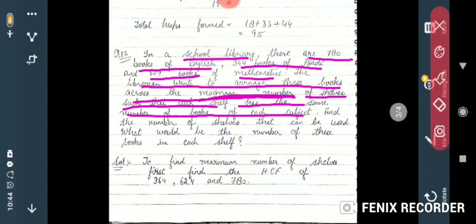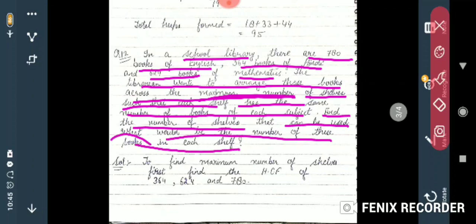For example, if in one shelf there are 5 books of English, 5 books of Hindi as well as 5 books of maths, it should not be like in one shelf there are 6 books of Hindi, 4 books of English and 2 books of maths. No, not like that. It should be similar. Find the number of shelves that can be used, and the number of books in each shelf.